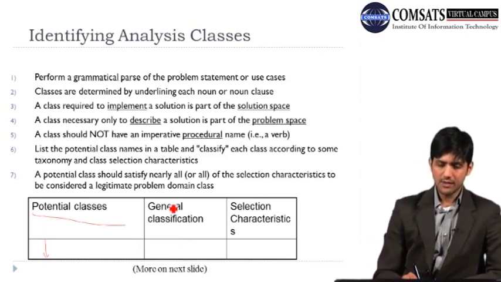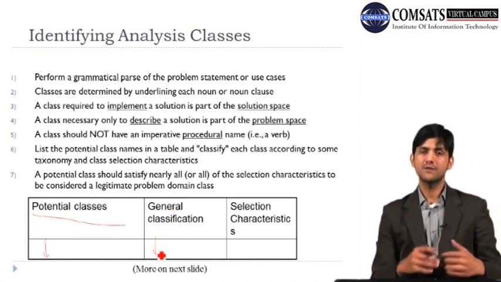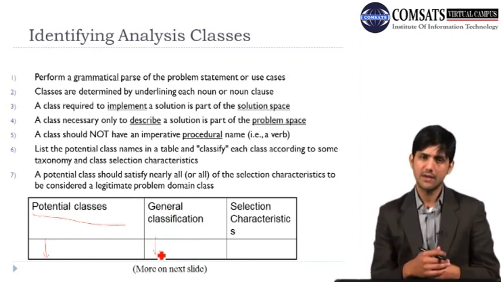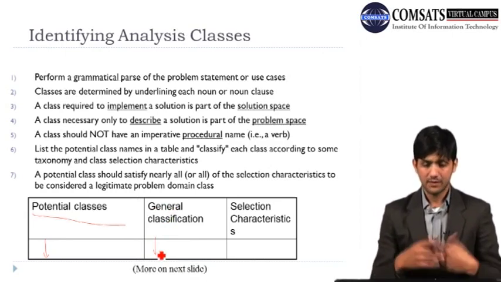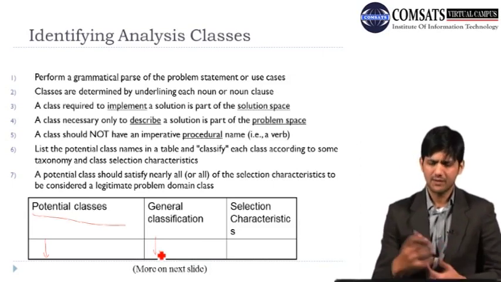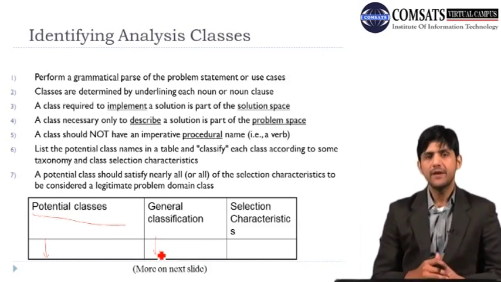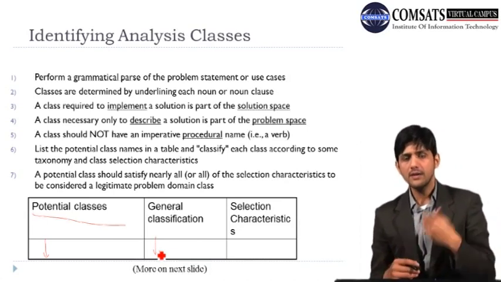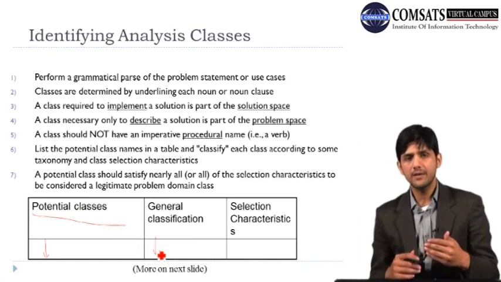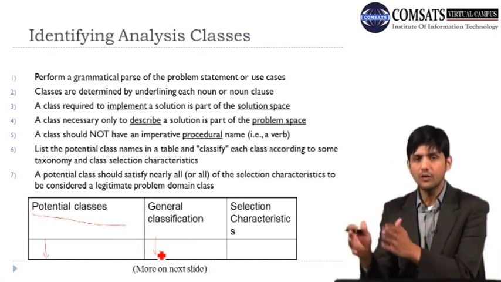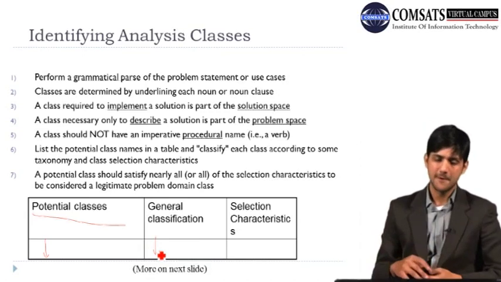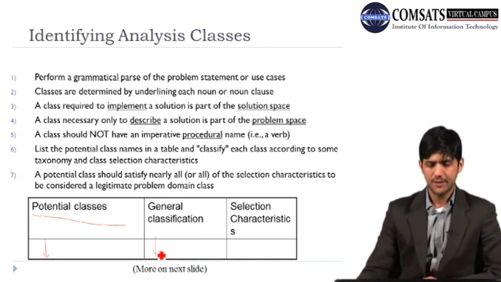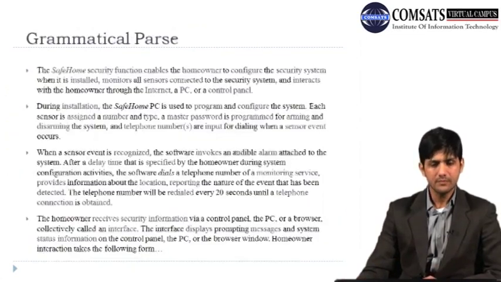And then we have a general classification. We try to identify which category each class belongs to, whether it's a role, whether it's an entity, and so on. We try to classify them, and there are 5-6 classification criteria. And then we have certain selection criteria as well. All the classes that we identify need to satisfy all those criteria to be considered as a domain class, with the exception of maybe the essential requirements that we are going to talk about in a bit.